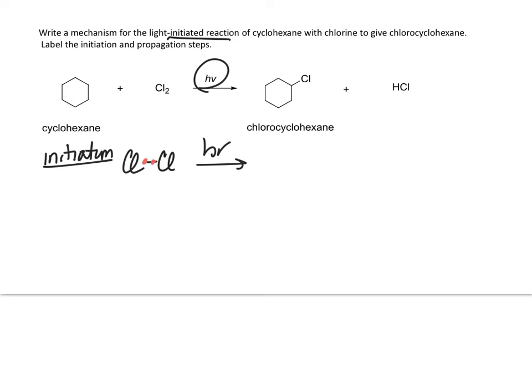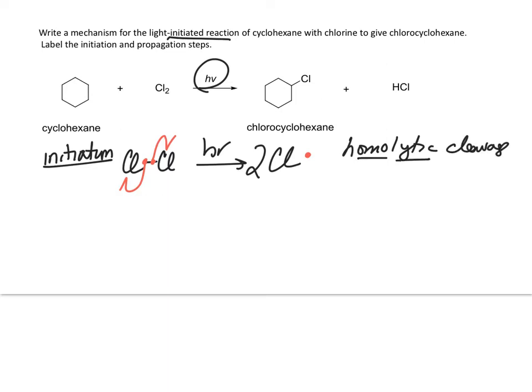So in this bond, you have two electrons. One's going to go with that chlorine, the other one's going to go with this chlorine. Notice how I have my half fishhook arrows because they represent one electron apiece. And there's your two chlorine radicals. That's your initiation step. And this is called a homolytic cleavage, because lytic means you're splitting it. Homo means they each get the same. So they each get an electron. Now your propagation step.